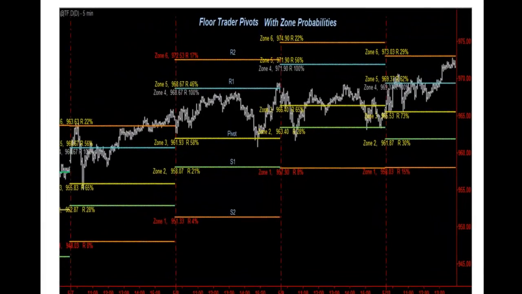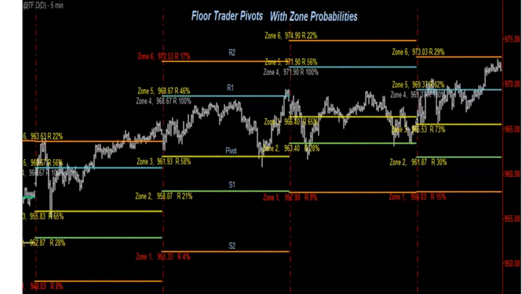Now, here's what we're talking about. This is a modification of the floor traders pivots that you're all familiar with. There's S2, S1, pivot, R1, and R2. What we've done is name each of these areas as a different zone. From S2 down is zone 1. From S1 to S2 is zone 2. From the pivot to S1 is zone 3. From R1 to the pivot is zone 4. From R2 to R1 is zone 5, and anything above R2 is zone 6.